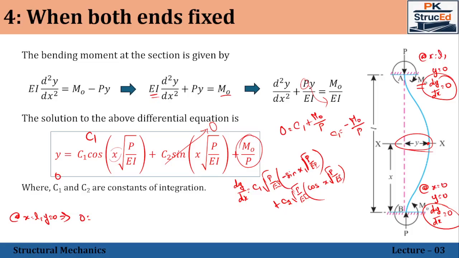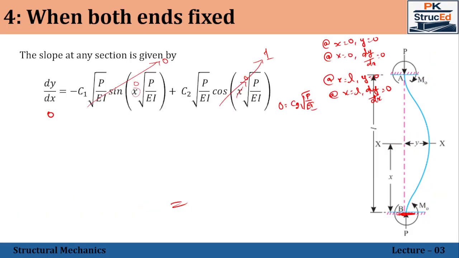So in that case, the second component will not come. We have only the first component. So we'll have C1 cos L root over P by EA, this one will come, and then plus m naught by P. We can substitute the value of C1 also, that is minus m naught by P. That also we can substitute. So that's what you'll be getting for this condition.